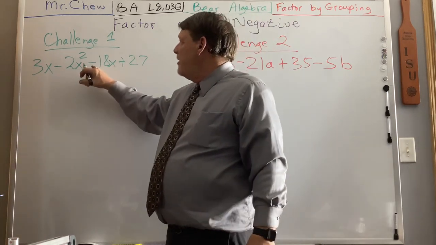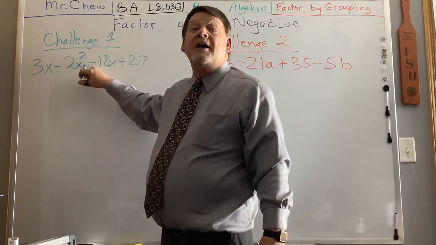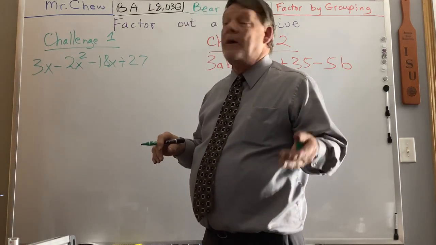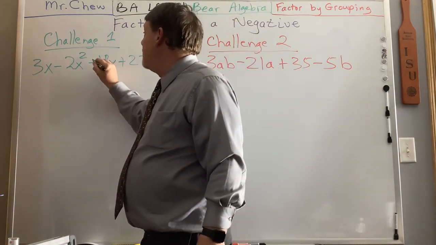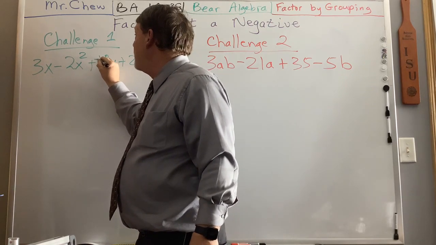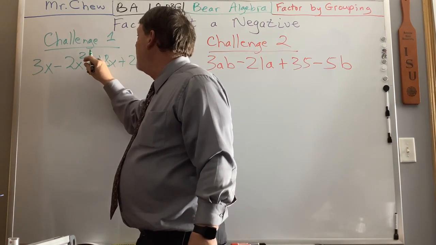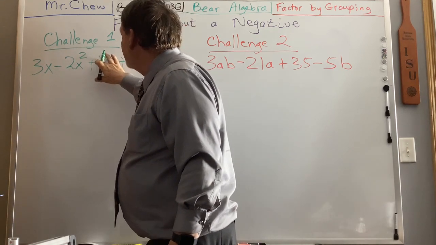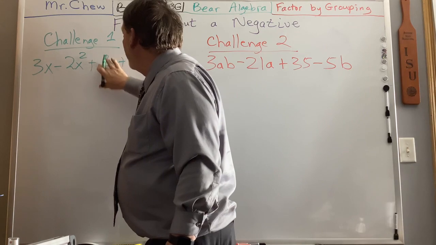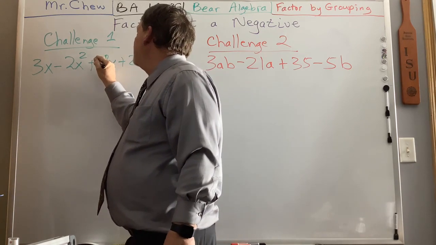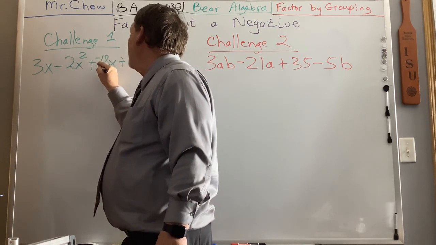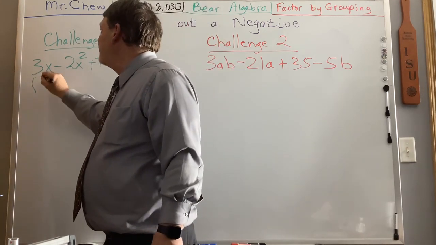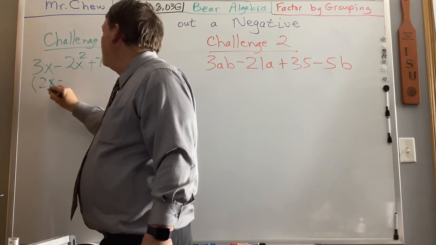All right, very first thing we have to do in challenge 1, you're going to have to change this to plus the opposite to get plus negative 18x, or you may miss the problem because you're going to think that is a positive. It is not a positive. Remember, plus the opposite is the same as subtracting. They are the same. So this is plus a negative 18x.